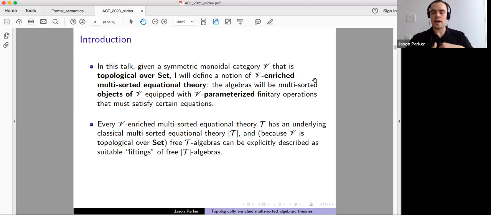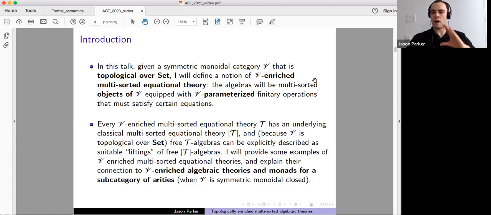And to relate these to the classical theories, every V-enriched multi-sorted equational theory T will have an underlying classical theory |T|. And crucially, using the fact that V is topological over set, it can be established that free T algebras are basically suitable liftings of free algebras for the underlying classical theory. So I'll give some examples of these, and I'll explain their connection to this basically established theory of enriched algebraic theories and enriched monads relative to a subcategory of arities when V happens to be symmetric monoidal closed.